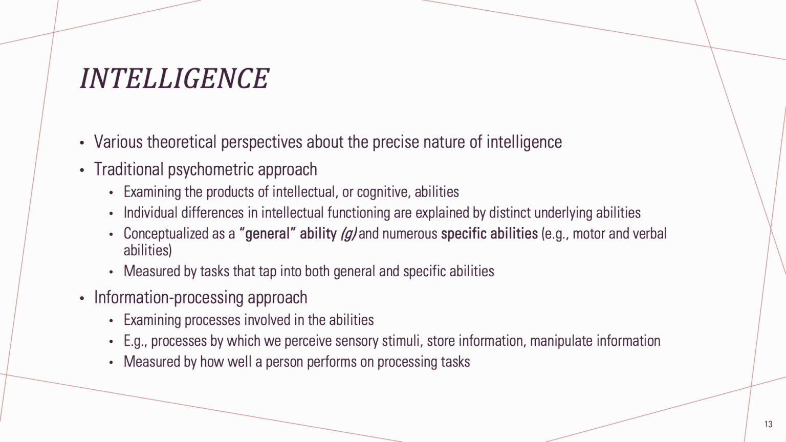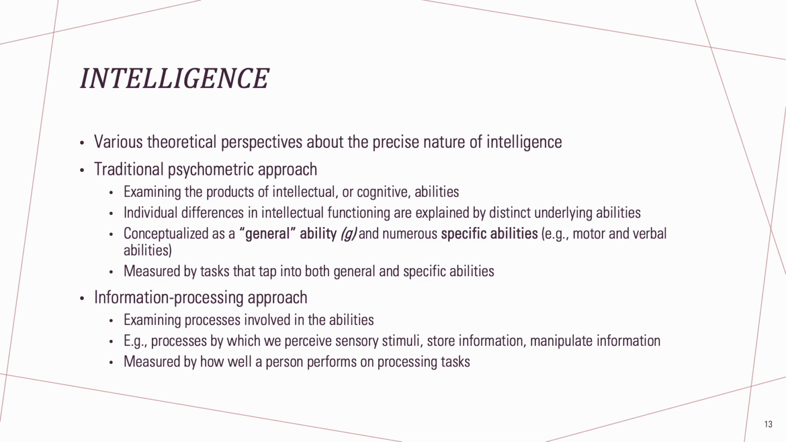And that can be things like motor and verbal ability, perceptual reasoning, processing speed, working memory. So there's this idea that you have this overarching, broader general ability and then specific cognitive abilities that tap into different cognitive functions. So the way that we measure intelligence from this conceptualization is by administering tasks, and these tasks will tap into general and specific abilities and seeing how people perform.